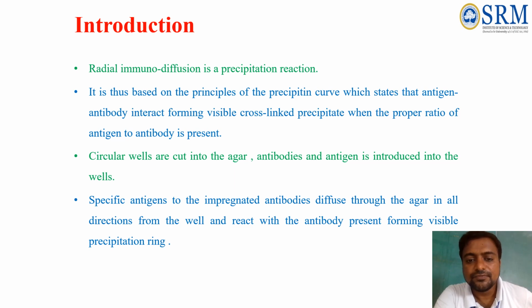In this method, we make use of agar discs, and antigen and antibody are made to react in the wells. Also, specific antigens to the impregnated antibodies diffuse through the agar in all directions from the well and thereby react with the antibody present, forming a visible precipitation ring.